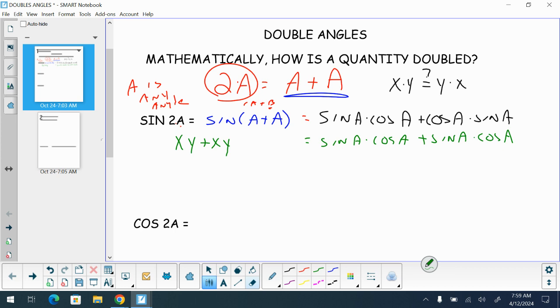Now let's go back and look at our algebraic idea. If I have xy plus another xy, xy plus xy, what does that give us, Kendall? Not x squared y squared. No, 2xy. This gives us 2xy. Well, I have sine A cosine A plus another sine A cosine A. So what that will give us is 2 sine of A times the cosine of A.